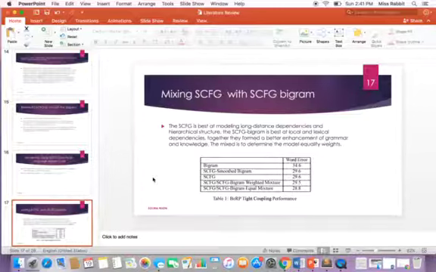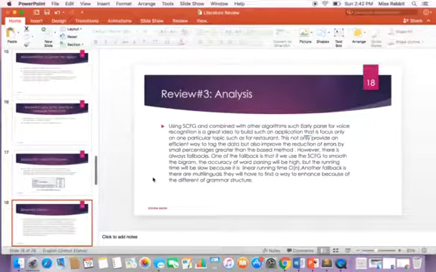And the other method is mixing SCFG with the SCFG bigram itself. The SCFG is the best at modeling long-distance dependencies and hierarchy structure. The SCFG bigram is best at local and lexical dependency. Together, they form a better enhancement of grammar and knowledge. The mix determines the model's equality weights.